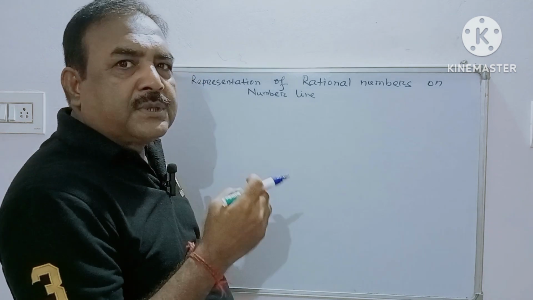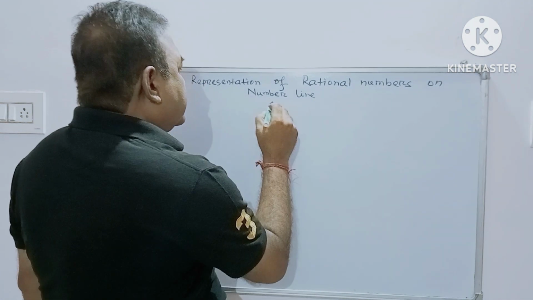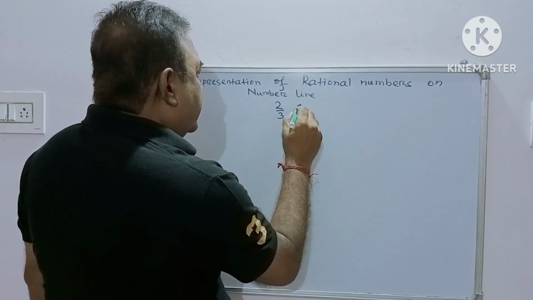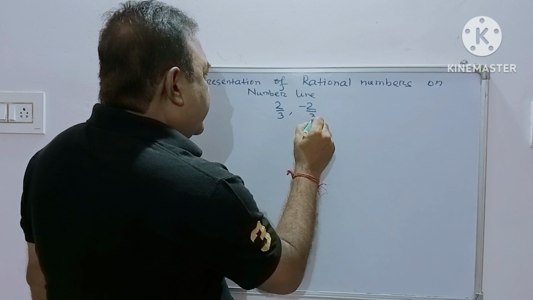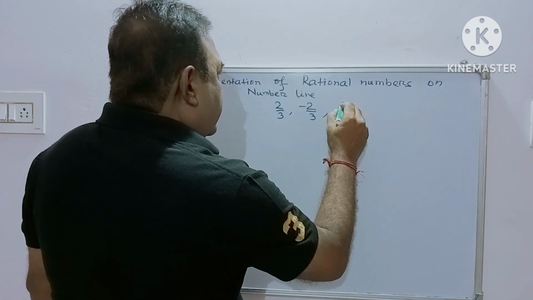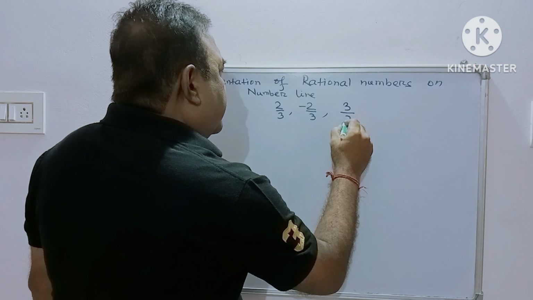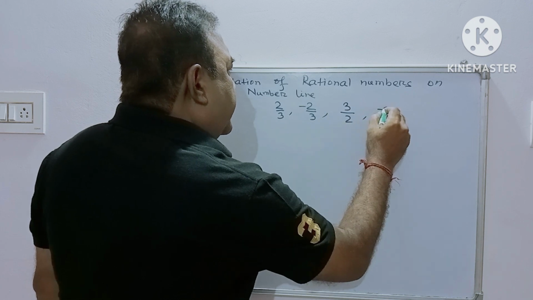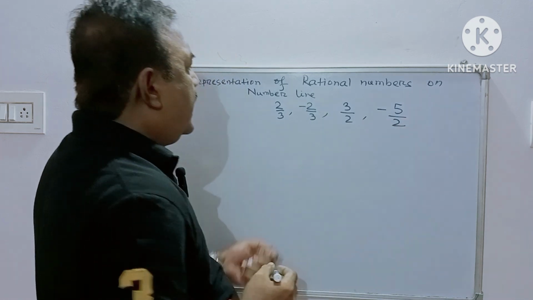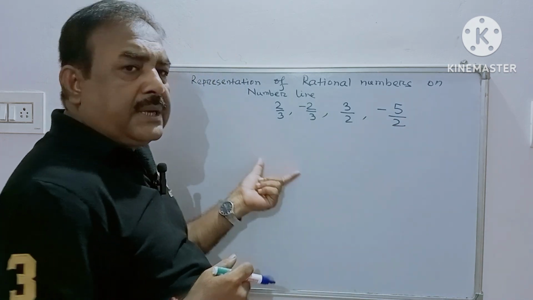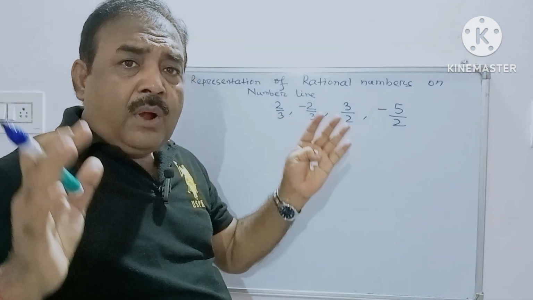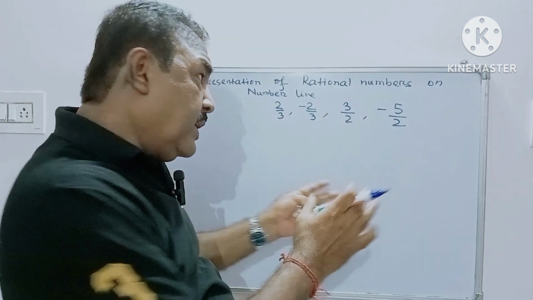So we will take some examples of rational numbers. Suppose 2 upon 3, minus 2 upon 3, 3 upon 2, suppose minus 5 upon 2. Just we will represent the rational numbers on the number line. So how I do it, just focus.